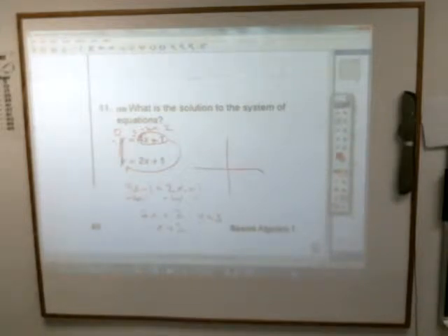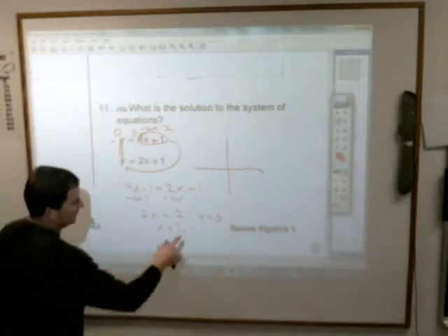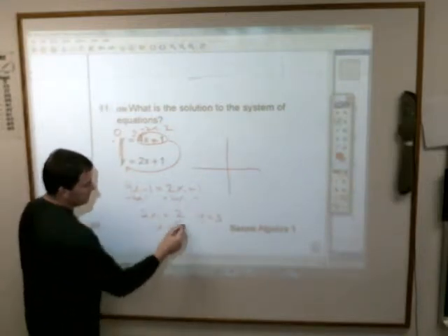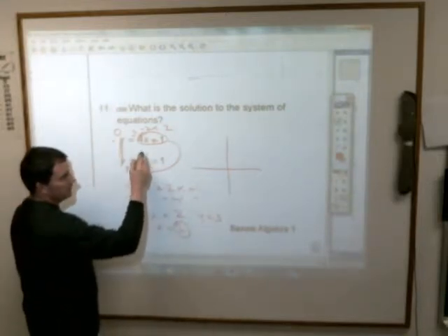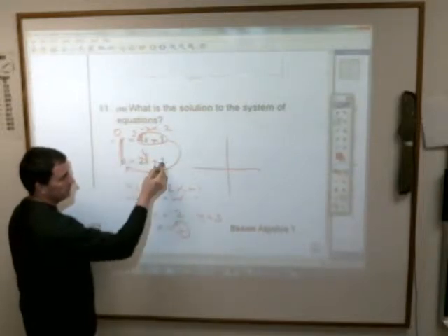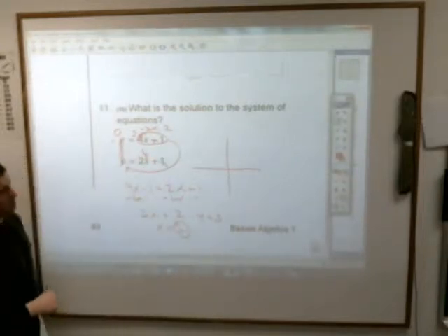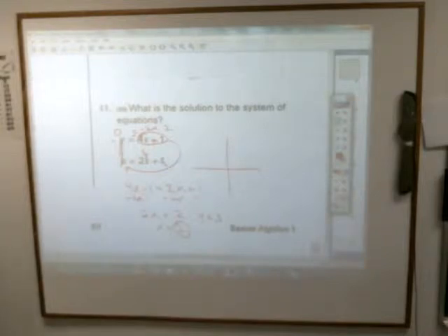So any of those three ways, just do whichever way is comfortable with you. Jackson? How did you get y equals 3? How did I get y equals 3? Yeah. Well, if I take 1 and put it in right here, 2 times 1 is 2, 2 plus 1 is 3. Y equals 3. Back to the original equations. Same way we always do.